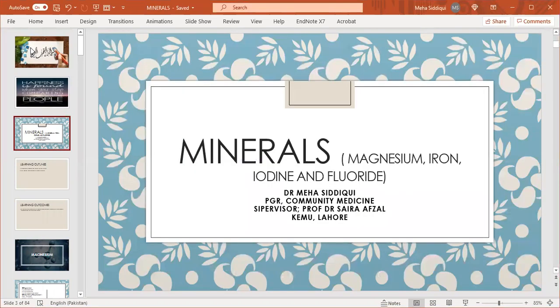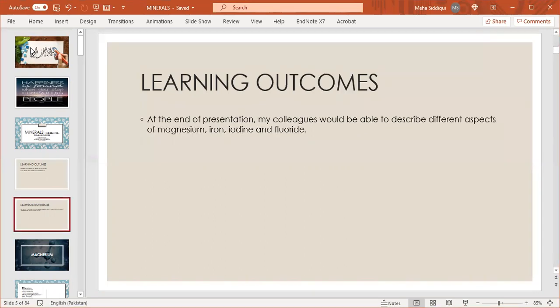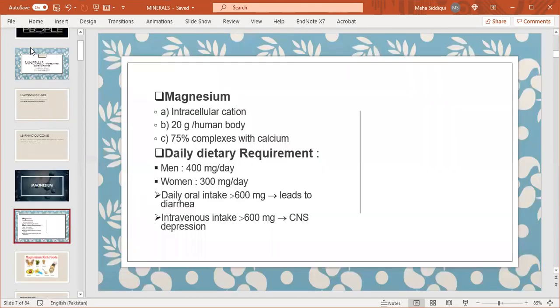Today, the topic of my presentation is minerals, that is magnesium, iron, iodine, and fluoride. I am presenting this under the supervision of Professor Dr. Sarabzal. Learning outlines are introduction to magnesium, iodine, iron, and fluoride, their sources, functions, and deficiency disorders. Learning outcomes: at the end of the presentation, my colleagues would be able to describe different aspects of magnesium, iron, iodine, and fluoride. Now, first, magnesium.